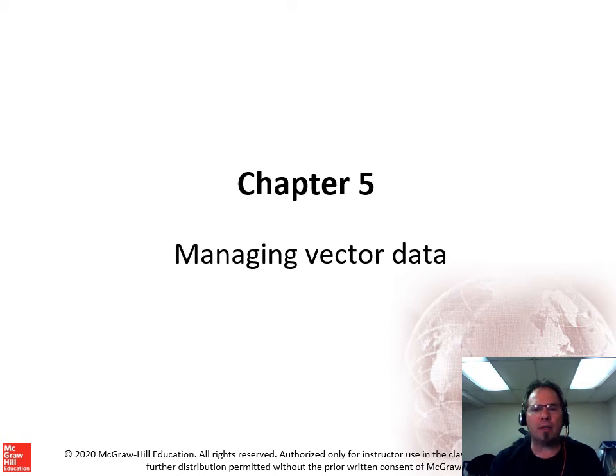Okay, so now we're going to discuss chapter 5, which is called Managing Vector Data. In the newest version of the book, she's kind of separated this, with vector data and then chapter 6, which is the raster data. This chapter is sort of the do's and don'ts for handling vector data, that is points, lines, and polygons.